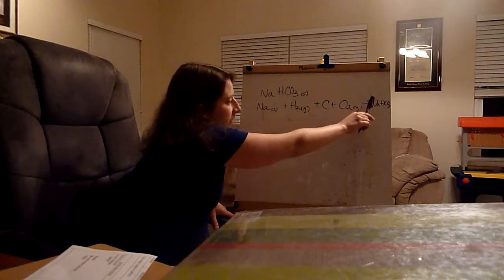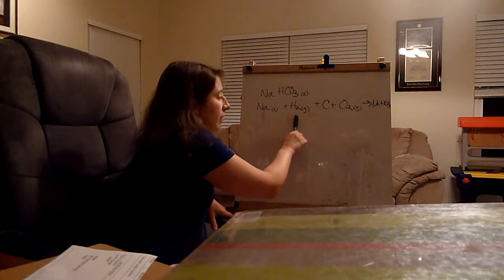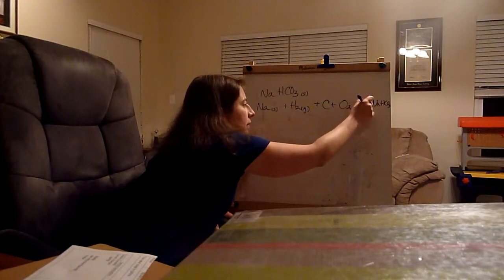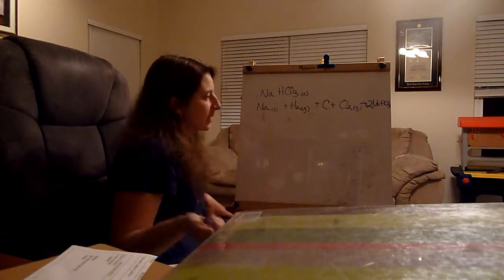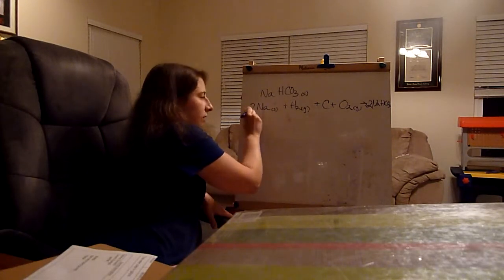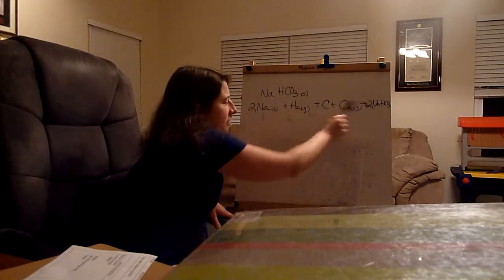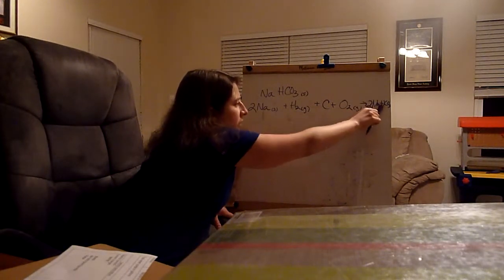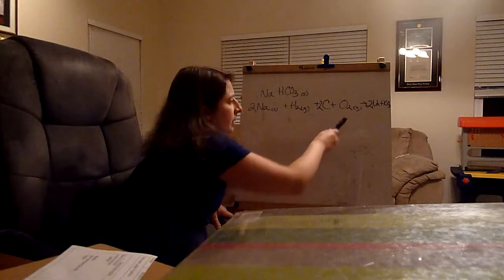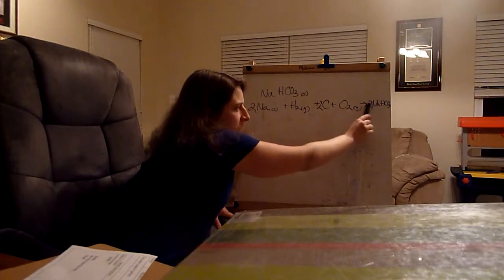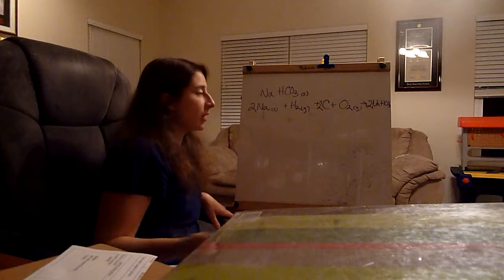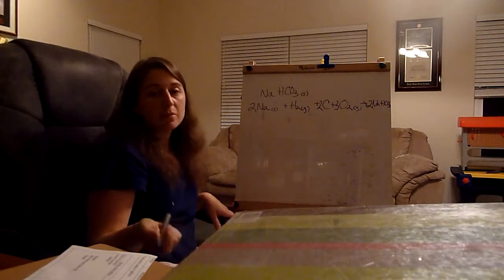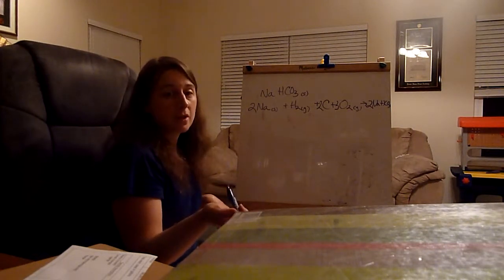1 sodium on this side, 1 on that side. 2 hydrogens on this side, only 1 on that side, so we need to balance that. So I would first try putting a 2 there, then clearly a 2 there. So my hydrogen's balanced, my sodium's balanced. Carbon, only 1 on this side, 2 on this side, so we need to put a 2. And oxygen, I have 2 times 3, which is 6 on the product side, so I would need 6 on the reactant side. So that would give me the balanced equation for the formation of sodium hydrogen carbonate.